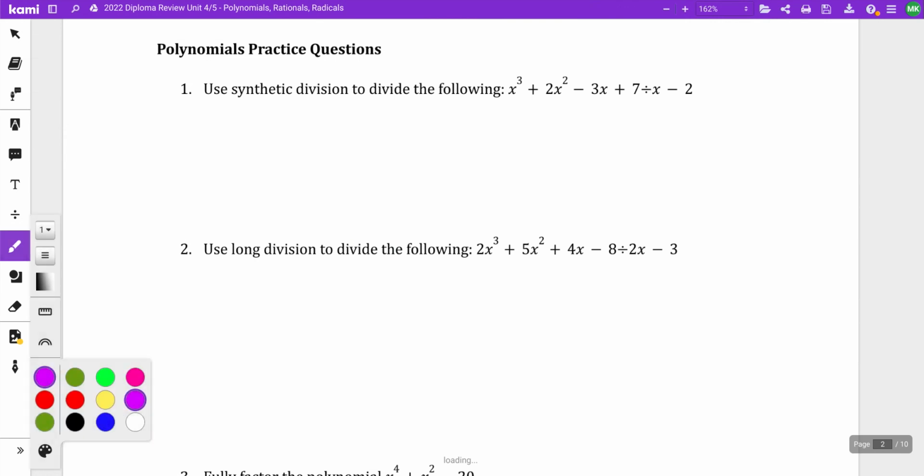If it says that you have to use synthetic division on a written response, then you have to use synthetic division on the response. If it just asks you to divide, you can use whichever strategy you want. Synthetic division is where we do our little hockey stick. On the outside of the hockey stick is the constant term from your divisor. So right here, I just go minus 2.